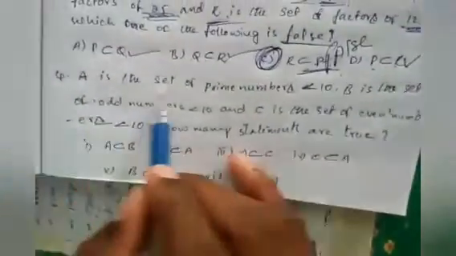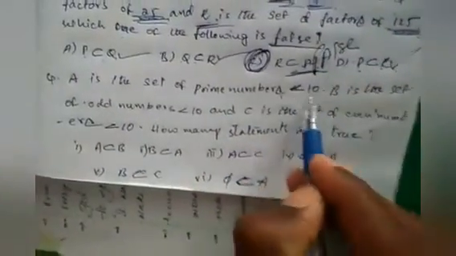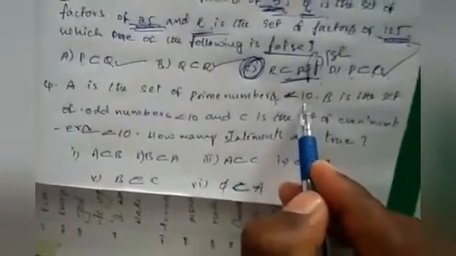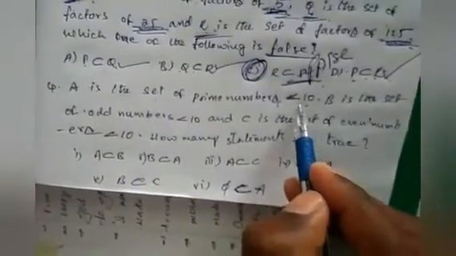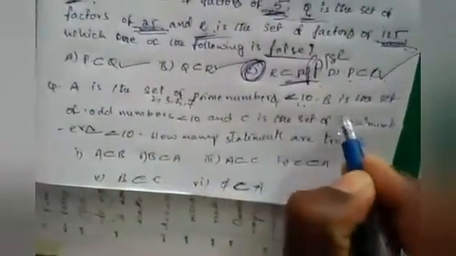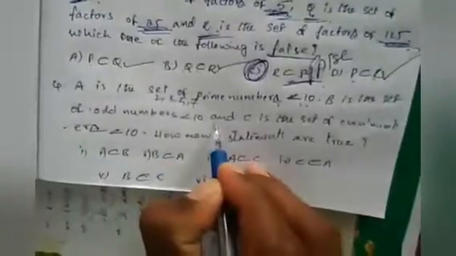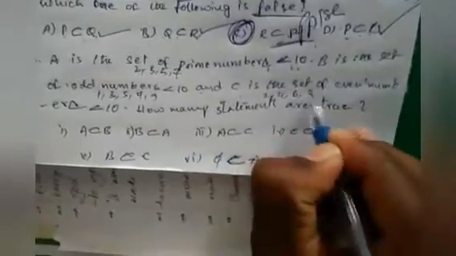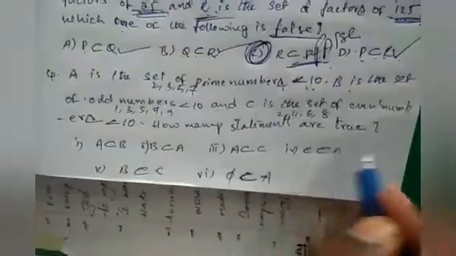Next question. A is the set of prime numbers less than 10. We know the set of prime numbers less than 10: 2, 3, 5, 7. And 11 is more than 10. So it is less than 10: 2, 3, 5, 7. And B is the set of odd numbers less than 10. We know odd numbers: 1, 3, 5, 7, 9. And C is the set of even numbers: 2, 4, 6, 8. How many statements are true?